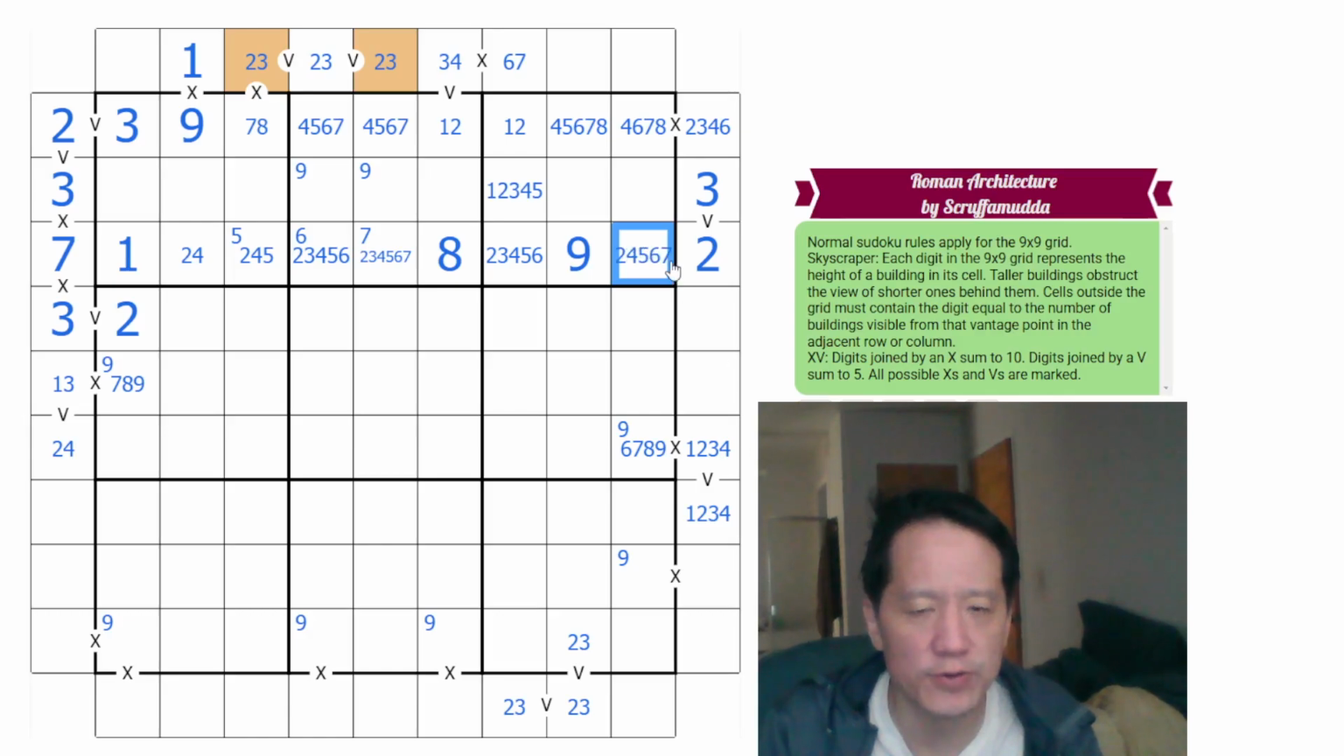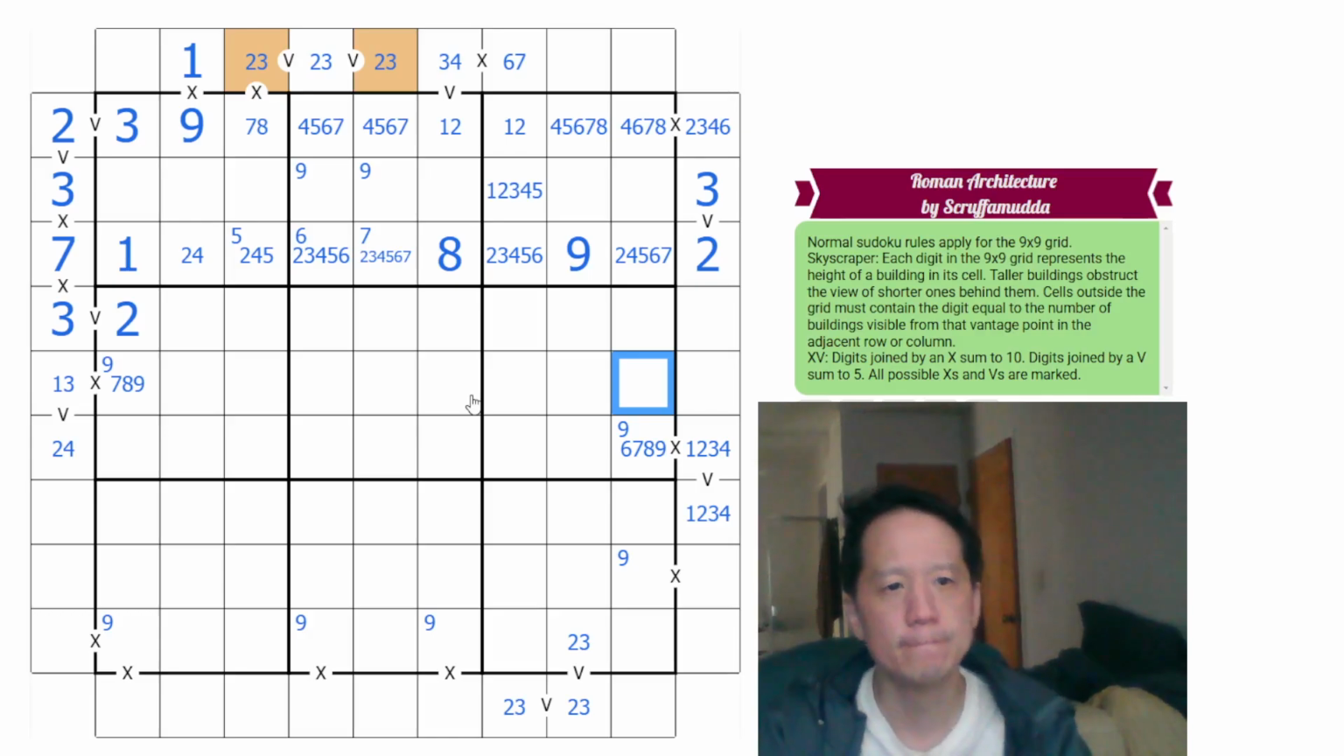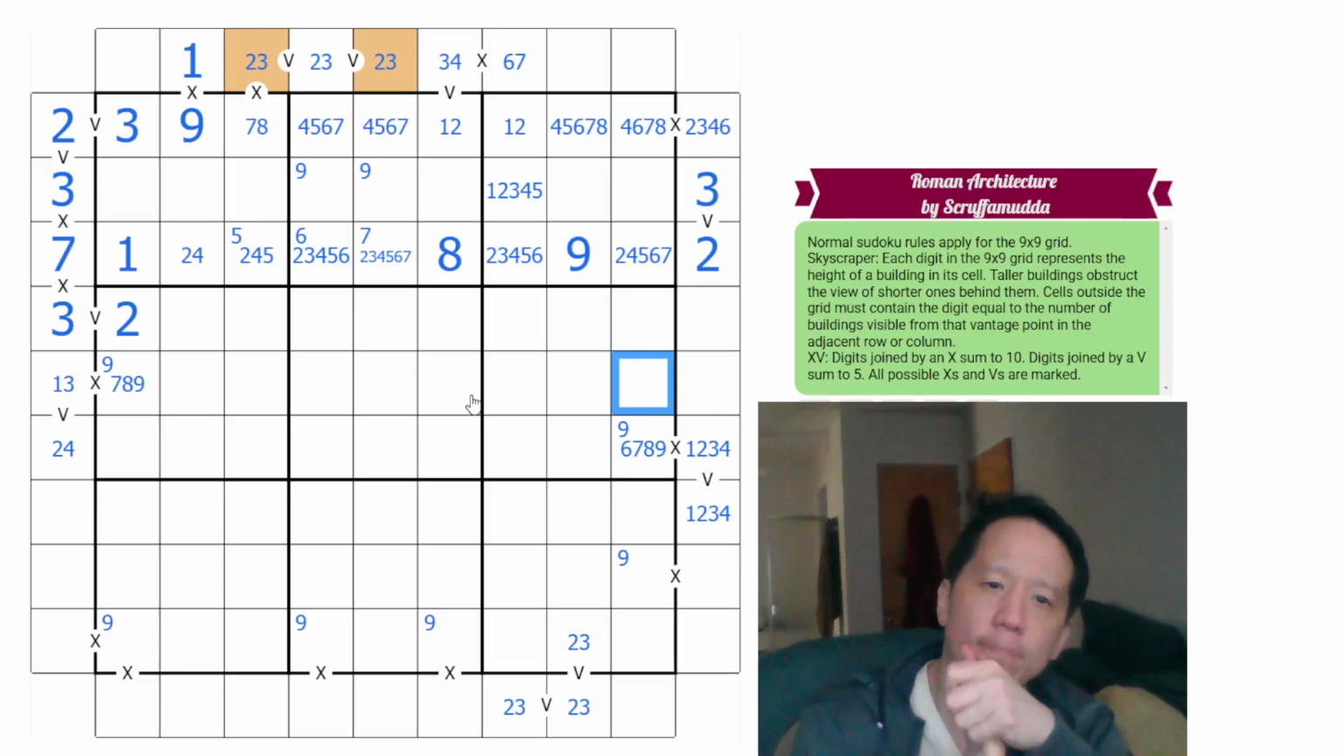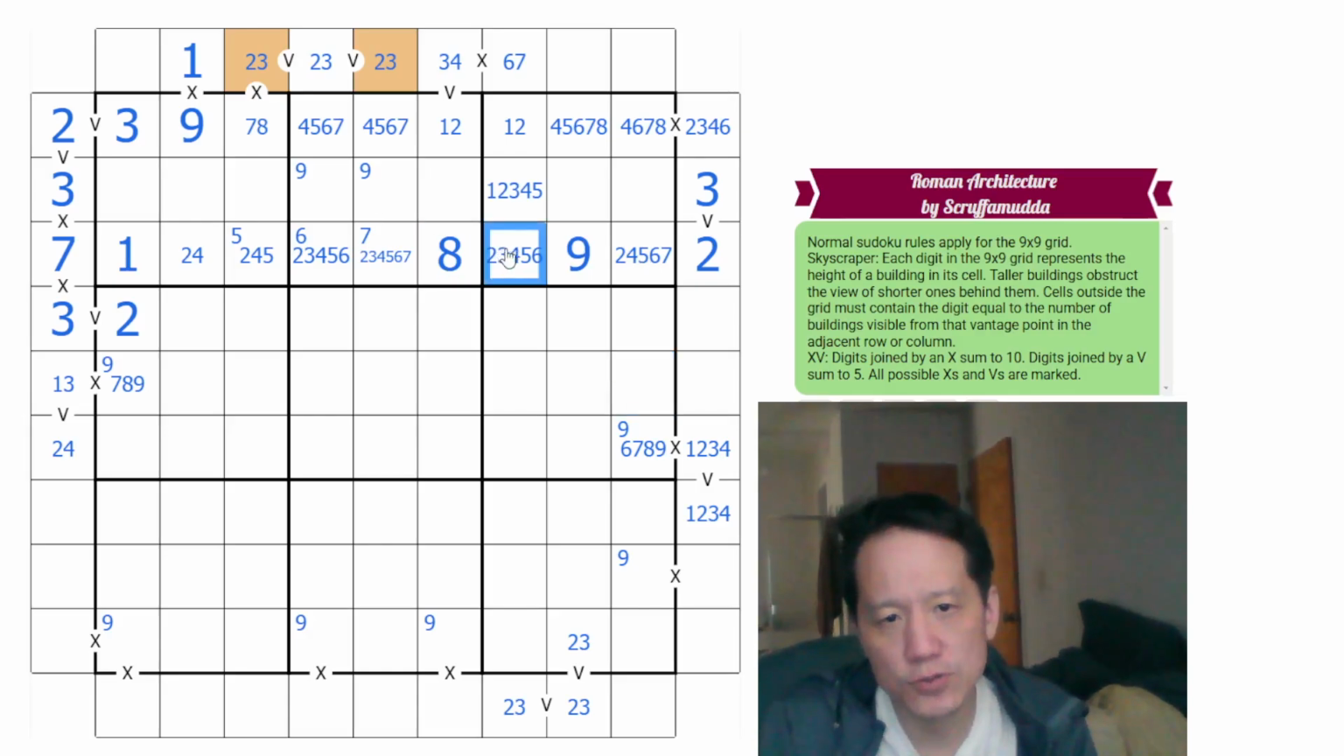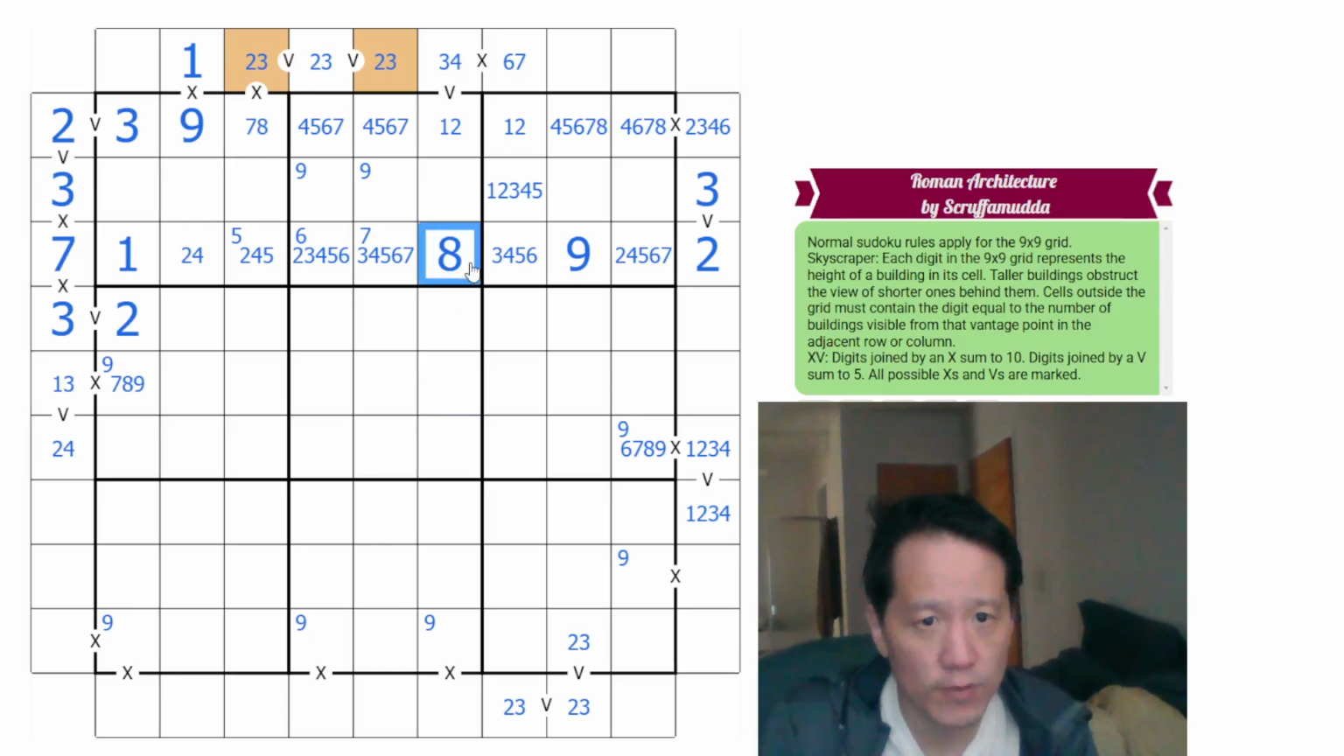So this cannot be a 3 because then they would add up to 5 and there would be a V here. These can't be 2. This can't be 2 because that would add up to 10. One of these is 9. We're not sure which. 8 cannot be here. This can't be 9.